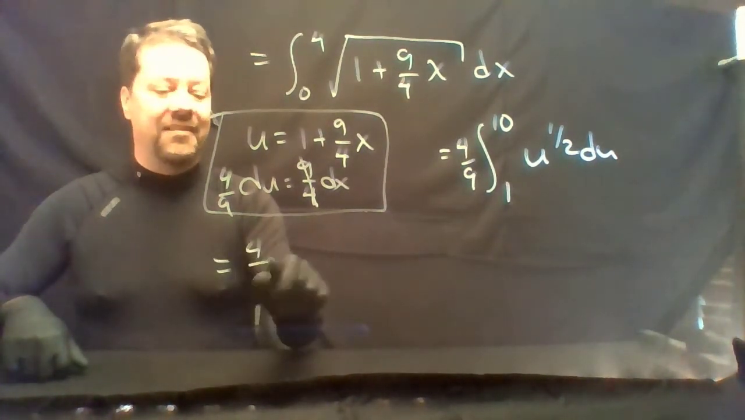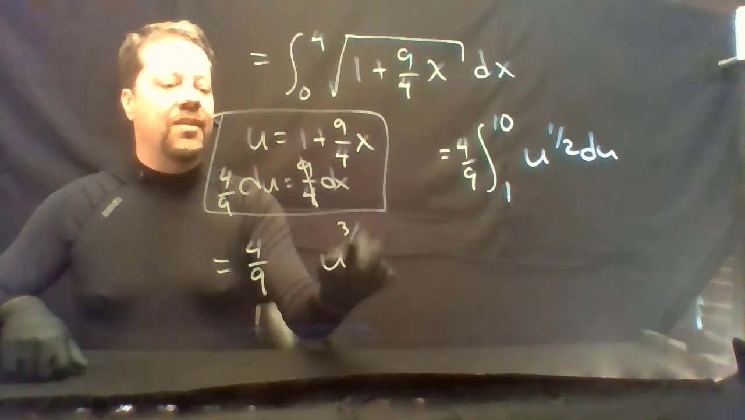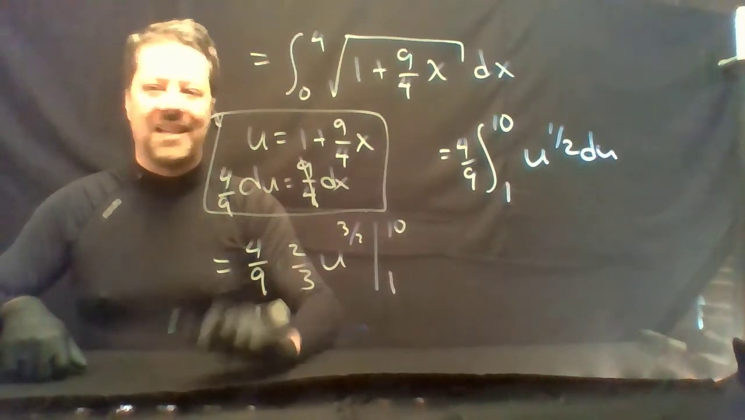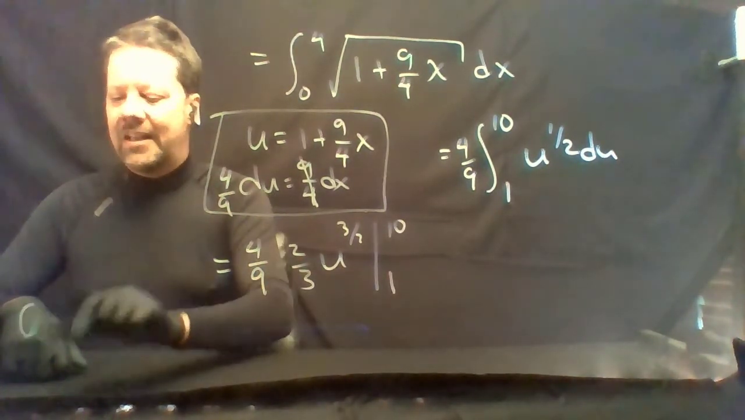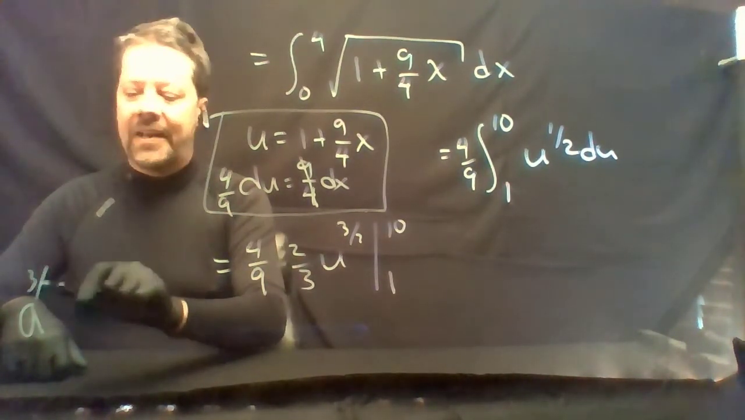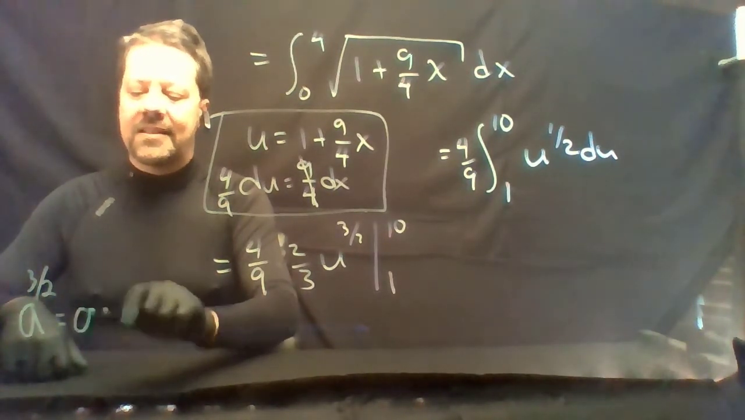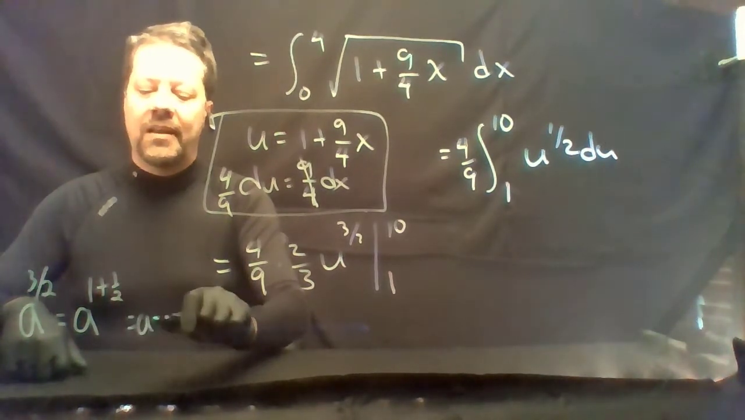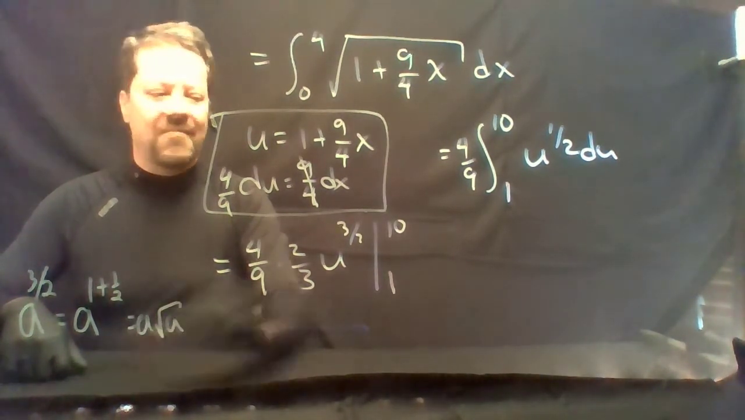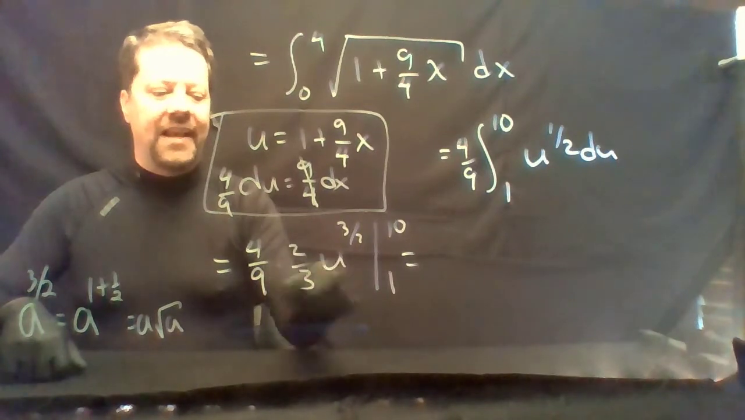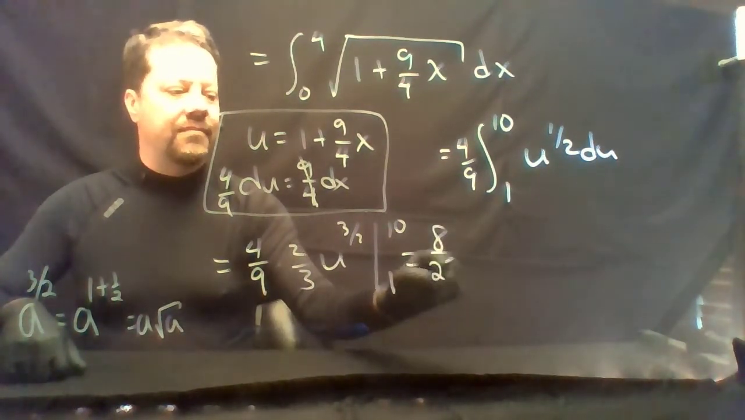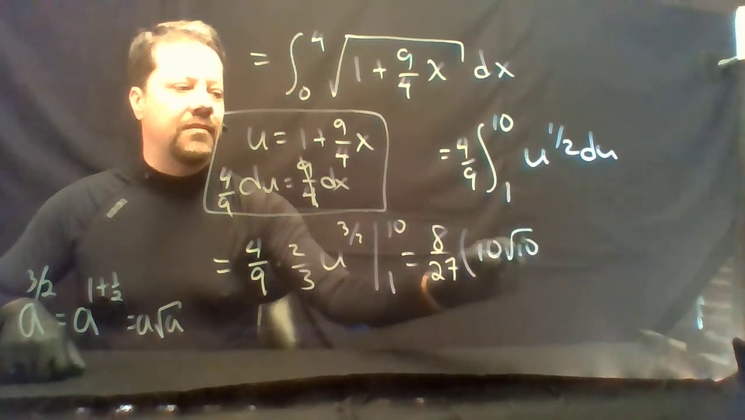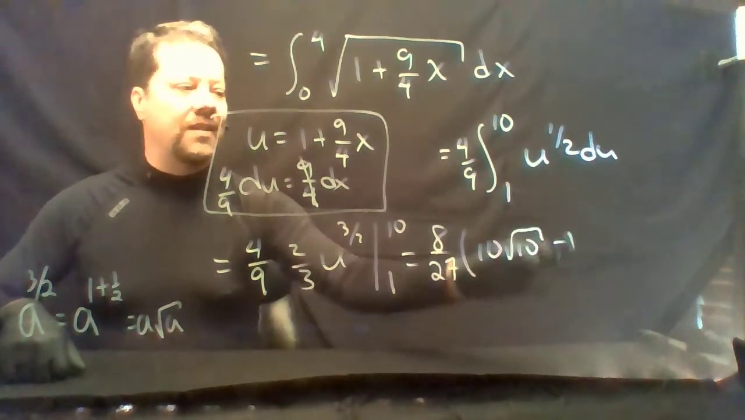We have 4/9 u to the 3 halves times 2/3 evaluated from 1 to 10. When you take a number and raise it to the 3 halves power, that's the same thing as a to the power of 1 plus a half, or a times the square root of a. We'll have 8/27 times 10 root 10 minus 1.